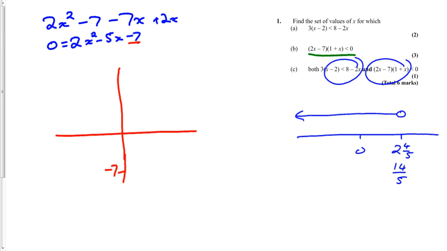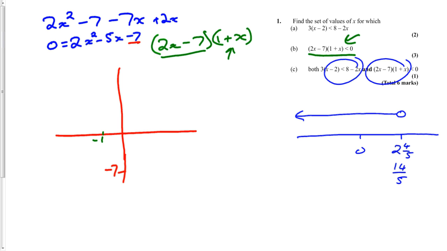So we've got to find out where this goes through at 0. So if we've got 2x minus 7, we've got to make this bracket equal to 0, and we've got to make 1 plus x equal to 0. So this one's going to go through at minus 1.